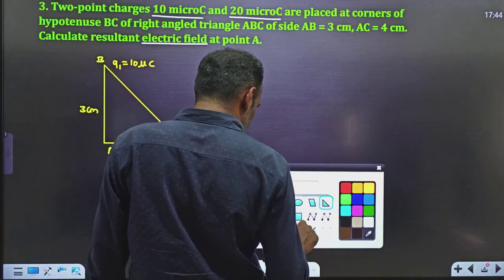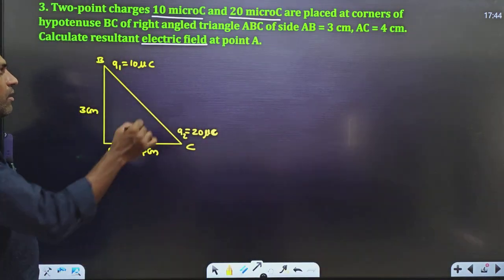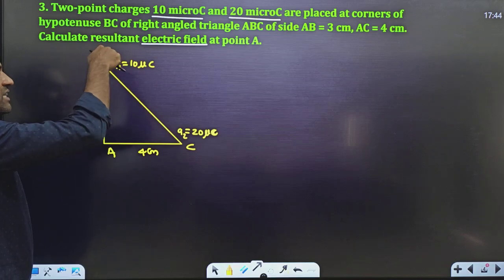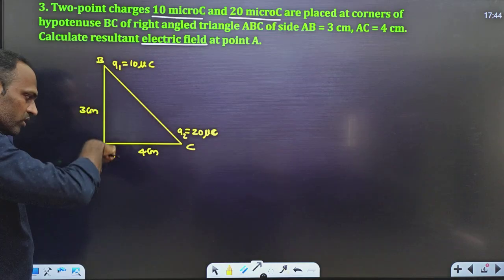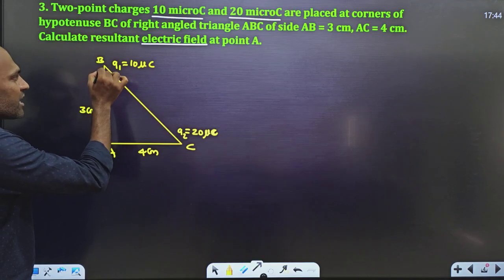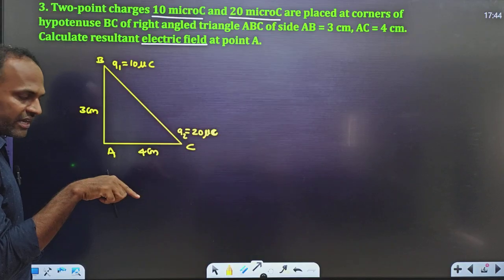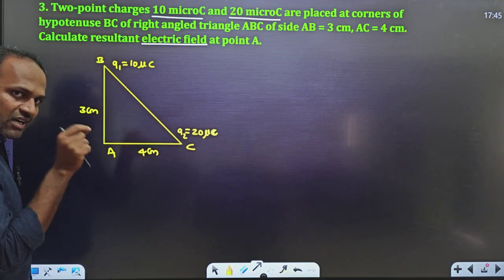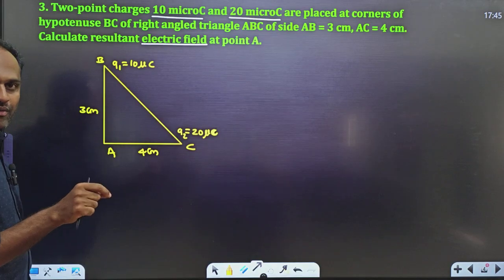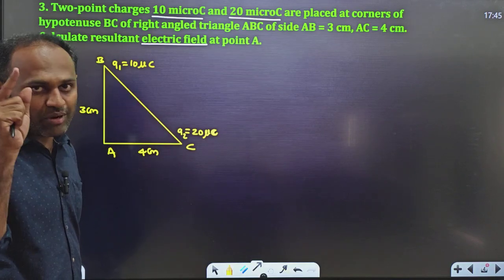So let us first mark the direction of the electric fields. Q1 is plus 10 microcoulomb. So for each charge, the electric field has to be radially outwards, away from the charge. Away from the charge means you don't show it here. At which point have they asked for the electric field? At point A. So start the vector from point A, where they have asked you.